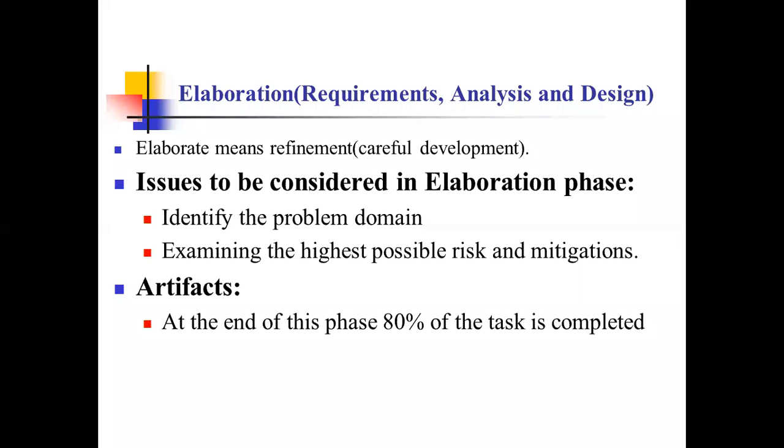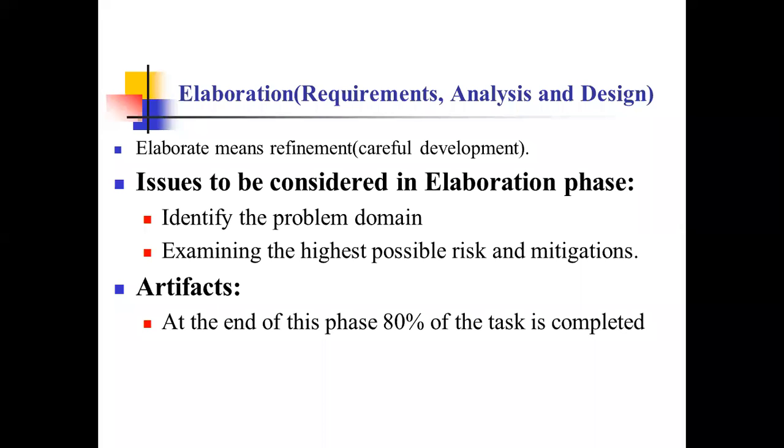So what are the issues that we are going to consider in the elaboration phase? We have to identify the problem domain. What is the actual problem definition that we are going to design? That is, we have to identify that problem domain. Then we have to examine the highest possible risk in that design.